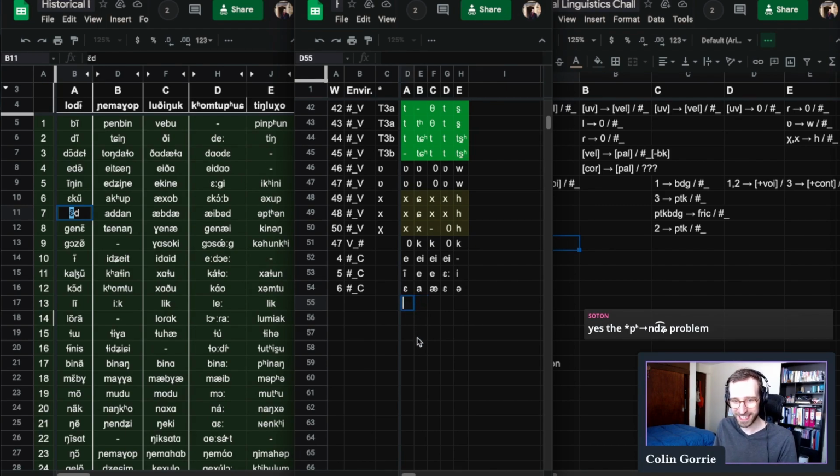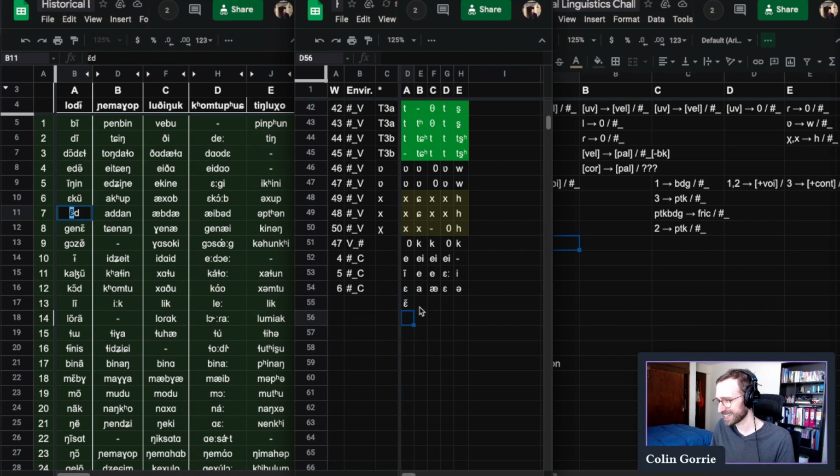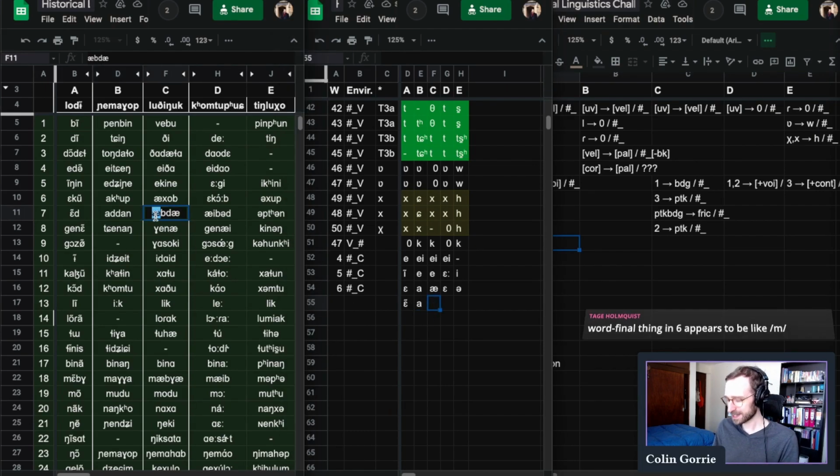Sutton's bringing up the classic problem of p to j, which we experienced in the first, I say experienced, caused perhaps, maybe would be the more apt word. I caused that problem, but a good time was had by all.